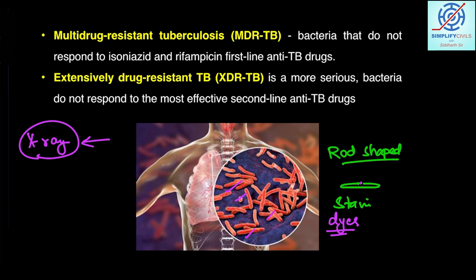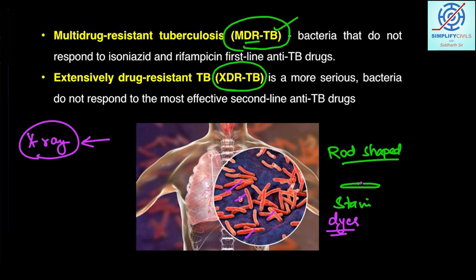Okay, so why are we discussing tuberculosis as such? What exactly is the main issue and problem which is arising today with respect to tuberculosis, which is very much alarming? The answer here is two types of TB. One is MDR TB, that is multiple drug resistant TB, and the second one is XDR, that is extremely drug resistant tuberculosis. So sir, if you are saying it is drug resistant, what does it mean exactly?